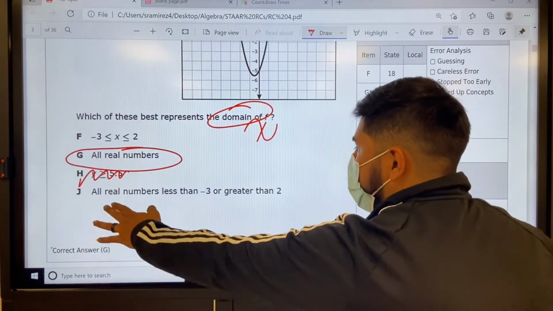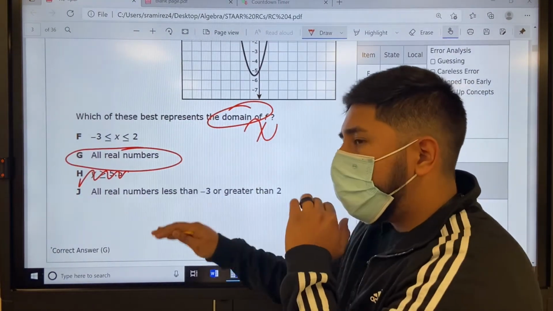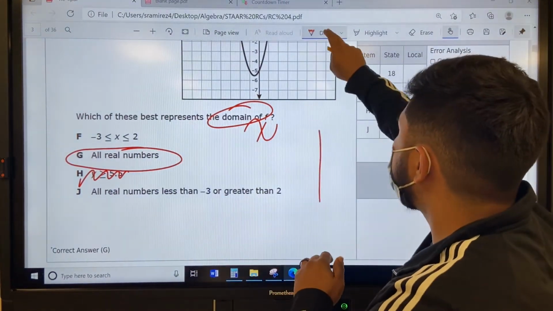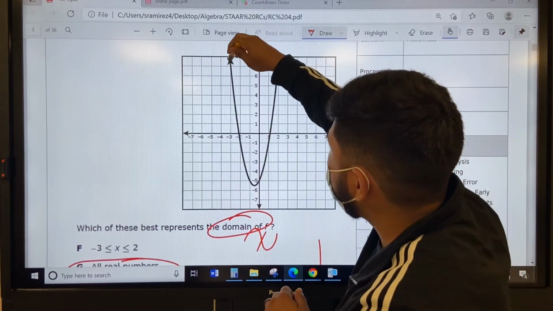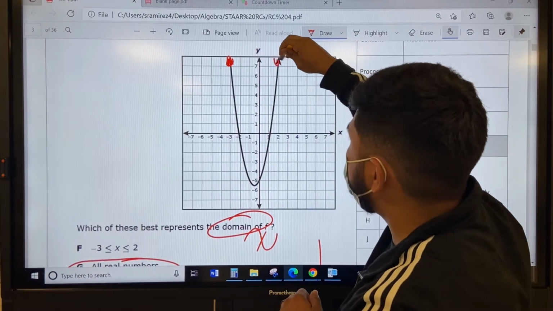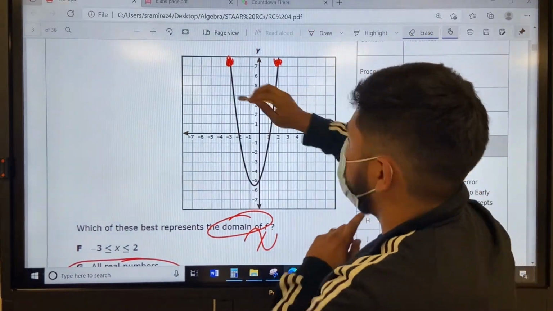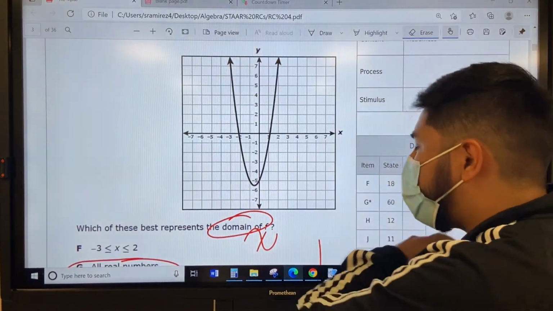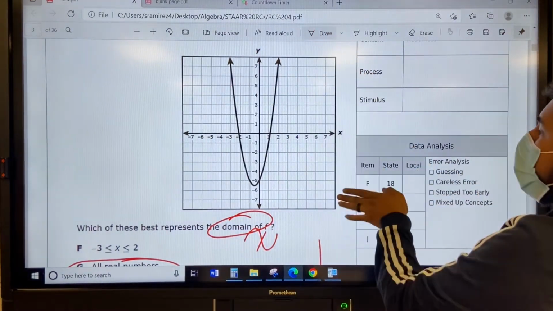Sir, but what about this one if it says all real numbers? That is only true if there were points. But these are not points, these are arrows. If there's arrows, I don't want to see no numbers because it's everything in the graph, so be careful. Let's keep going.